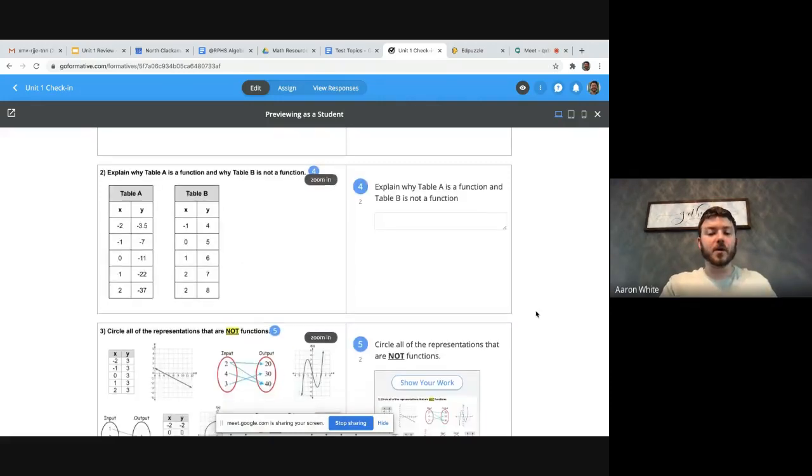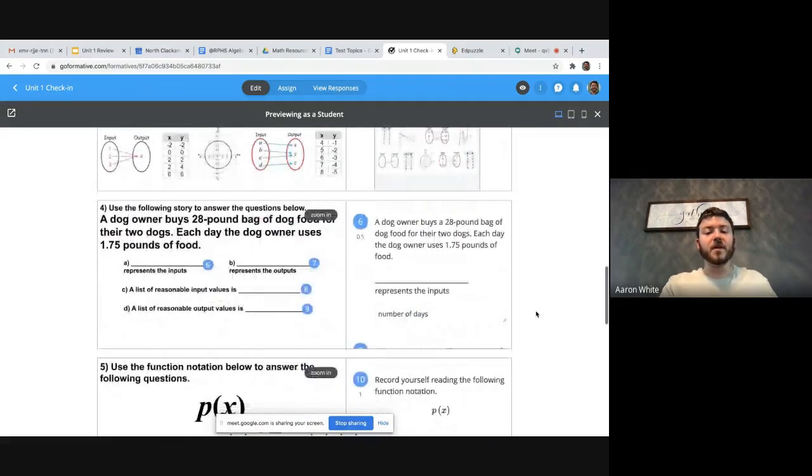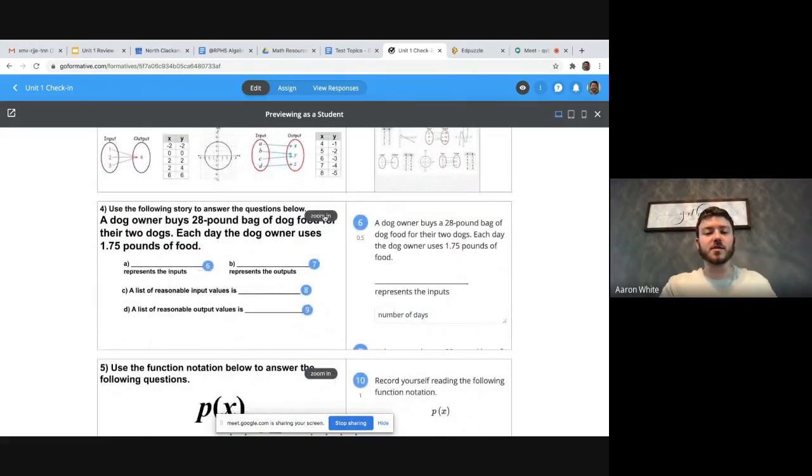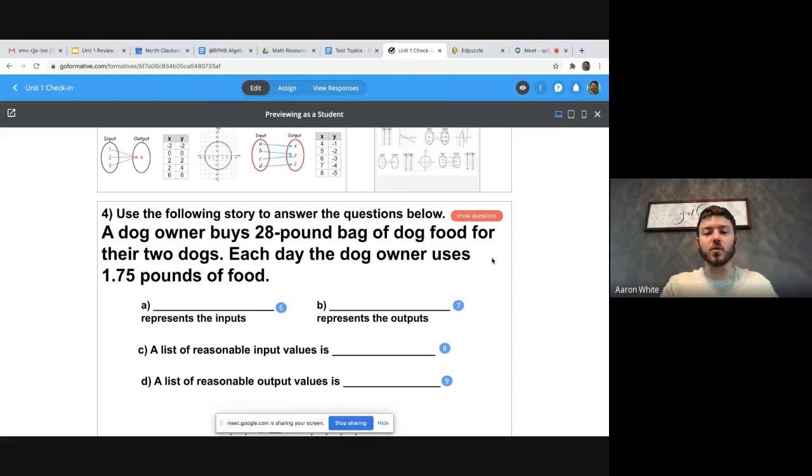All righty, on to the next one. The next set of questions that was mostly missed was this slide number 4. And this question was talking about reasonable inputs and outputs, and the idea of inputs and outputs.